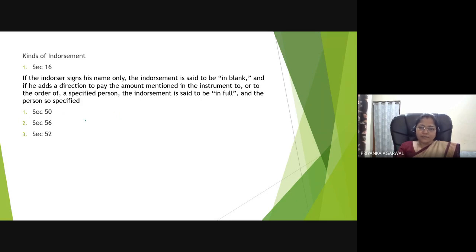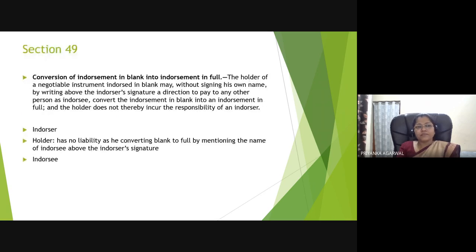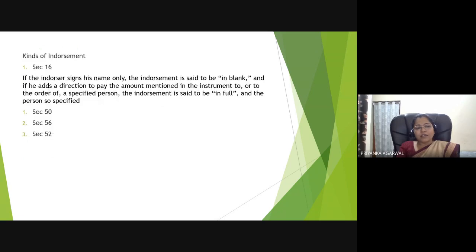Section 50. Okay, so before we go to section 50, section 49. We have already understood how the conversion of endorsement in blank into endorsement in full is possible. I think this answer can be provided by anybody of you: how is this blank endorsement converted into full endorsement?